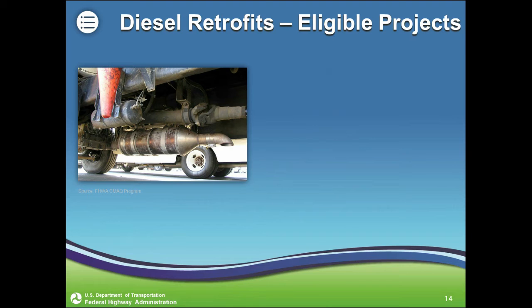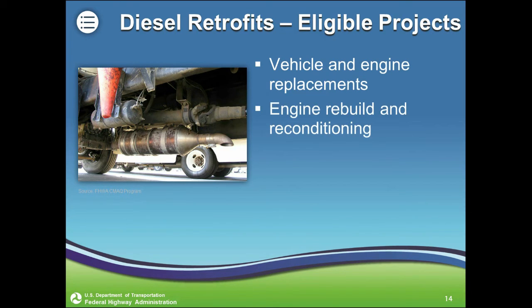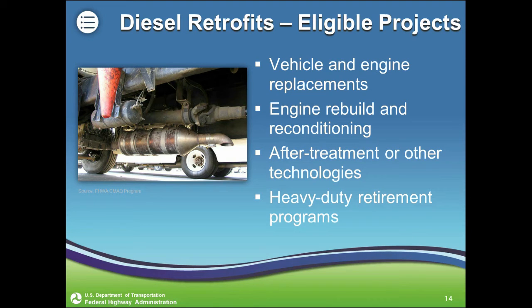Diesel retrofit projects reduce emissions by updating a diesel engine to emit less pollution, specifically particulate matter. More than 13 million diesel engines are operating in the United States. The vast majority of these may be eligible for retrofits via CMAQ funding because they are older engines that do not include newer pollution reduction technologies. Eligible projects for diesel retrofits include those that replace a vehicle or engine, rebuild or recondition an engine, provide after-treatment or other pollution-reducing technologies, as well as programs that retire heavy-duty vehicles.